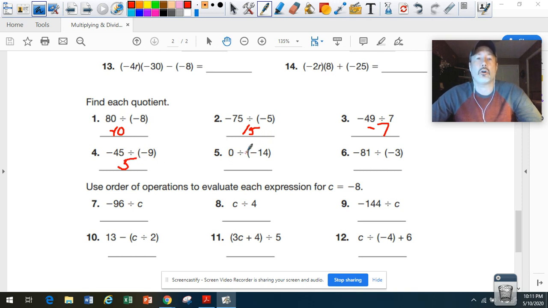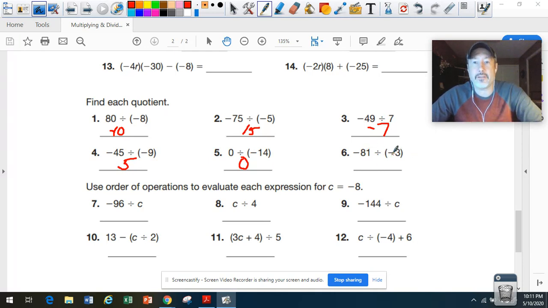Okay, 0 divided by negative 14. Well, we could say it's going to be a negative. You are correct there. But actually the answer is just 0, which is neither positive nor negative. Okay, let's continue on to the next one.